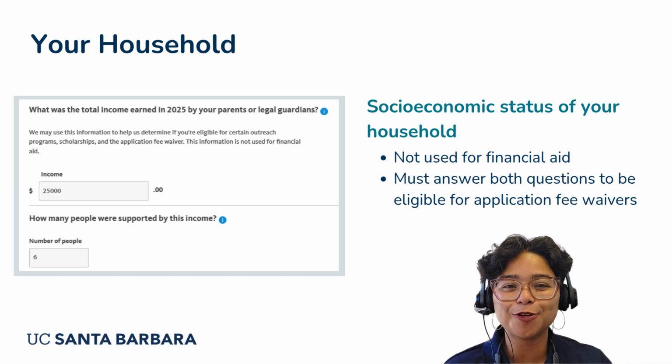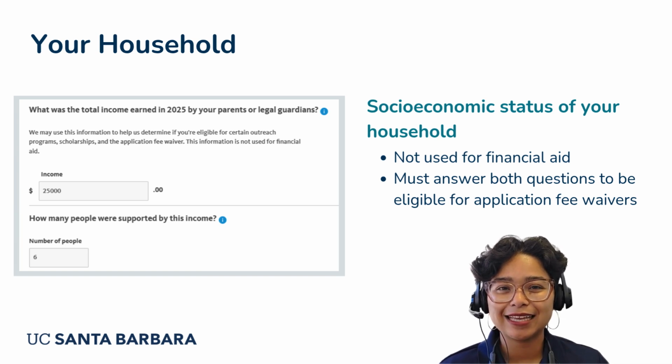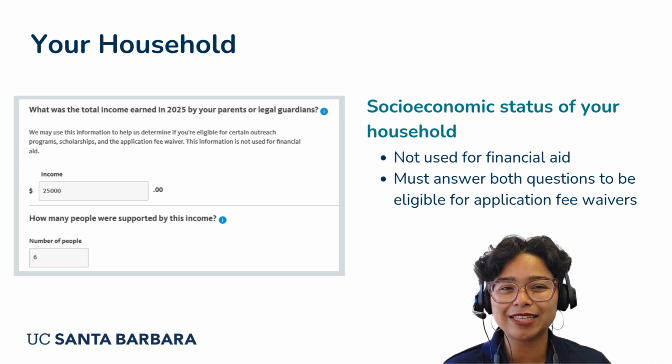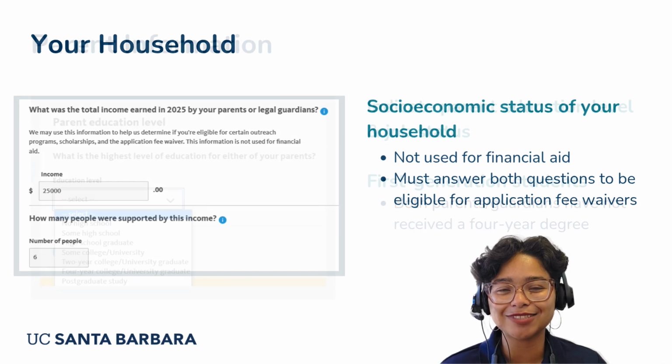Furthermore, you must answer both questions. Sharing the size of the family income and the number of people supported on that income are required answers if you want to know if you are eligible for the UC application fee waiver. If eligible, the application fees are waived for up to 4 UC campuses. If you qualify, the fee waiver will automatically be applied to your application and will be shown in the next section, campuses and majors.